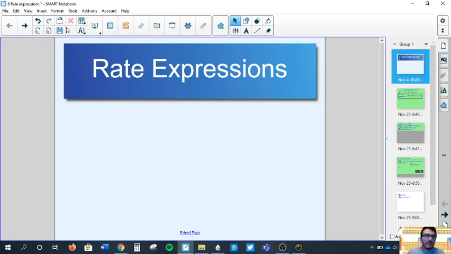Hello, grade 12s. In this next lesson, we're going to look at rate expressions. Rate expressions refer to the individual rates of each of the reactants and products and how they can compare to each other based on their stoichiometric coefficients. We alluded to that at the end of our last lesson, and now we're going to look at it in more detail.